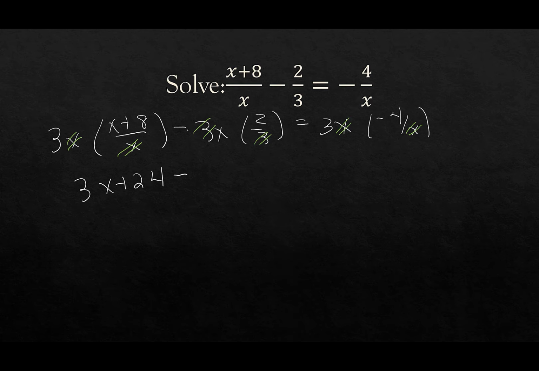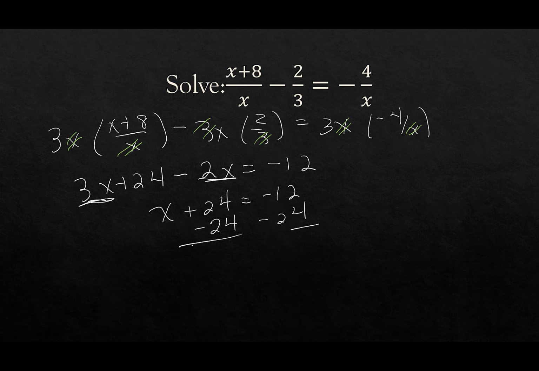Minus, and don't lose this minus sign here, I have 2x. And then I have 3 times negative 4, which is negative 12. So let's combine like terms. I have a 3x minus a 2x, which is x, plus 24, is negative 12. So I just have this last step of subtracting 24 from both sides. Here's my solution. X is negative 36. Again, check back. You can put negative 36 in the denominator, so we're good to go to the next one.